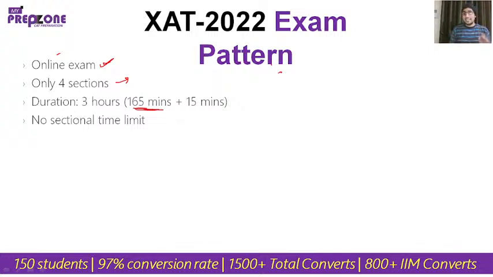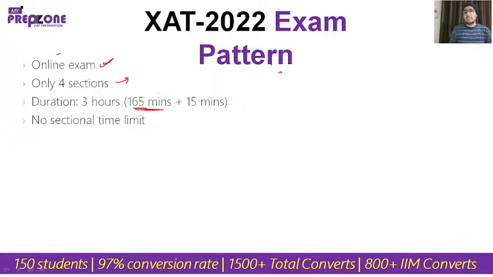Okay, so the idea should be to make sure that you're clearing the sectional cutoff. You can just Google what the last year's cutoff was. I have not included it in the slide per se in the interest of time, but you can ask me if you want. Else it is available on Google. You just Google it once.